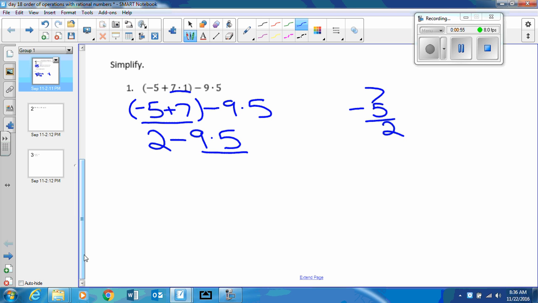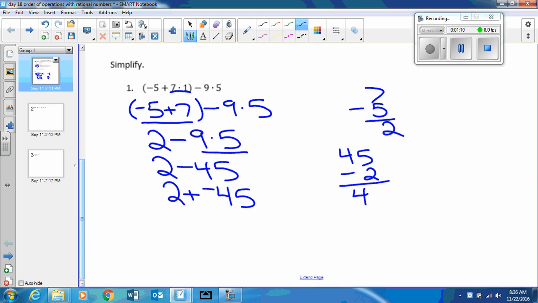Next, I would multiply. 9 times 5 becomes 45. And now to do the subtraction, keep, change, opposite. So it's 2 plus -45. Those two numbers are different signs, so I would subtract their absolute values. And in this case, I would keep the negative sign. So my final answer is -43.